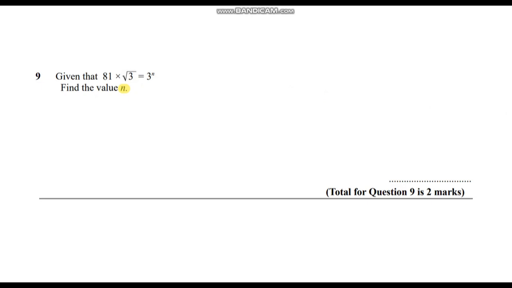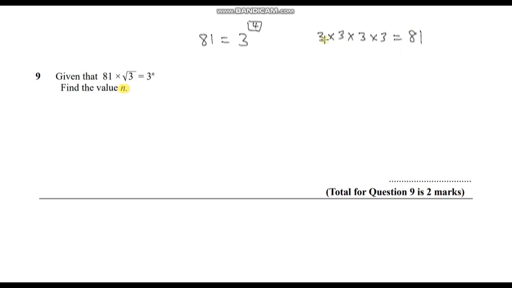So what we're going to have to do is write all of these numbers as powers of 3, and then we can use our laws of indices. So first of all, if we think about 81, how could we write 81 as a power of 3? So 81 is 3 to the power what? Well, it's 3 to the power 4, because I know that 3 times 3 times 3 times 3 is equal to 81.